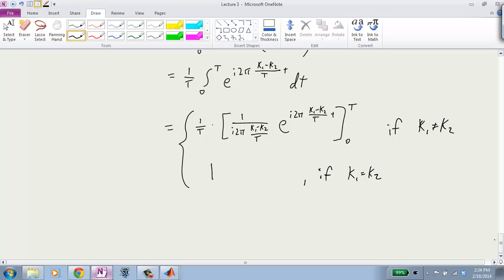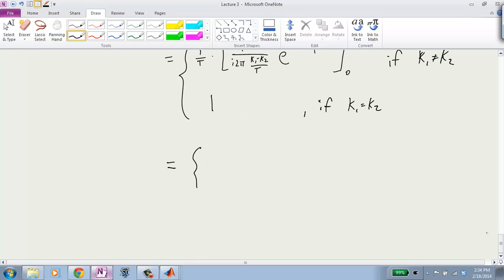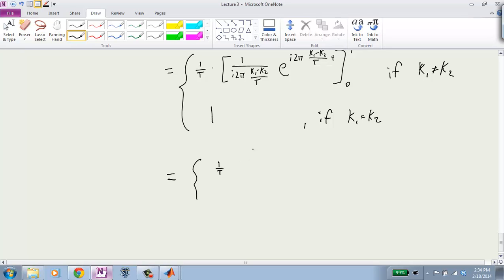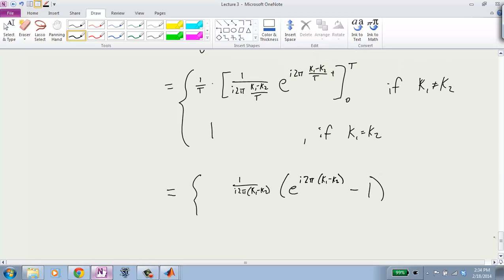Now, what does the top come out to? It's going to be the following. Notice that if we evaluate from 0 to T, this is going to be 1/T times 1/(i2π(k1−k2)). I'm going to delete the 1/T because those cancel. Then parentheses, e^(i2π(k1−k2)) minus 1. So notice we got a lot of canceling of T's and 1.